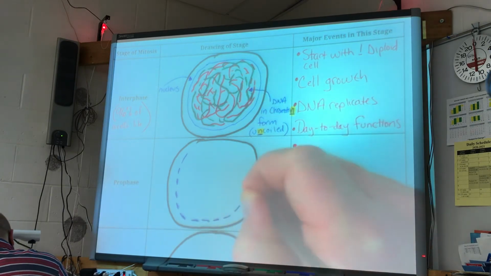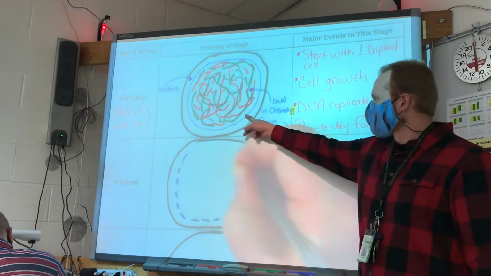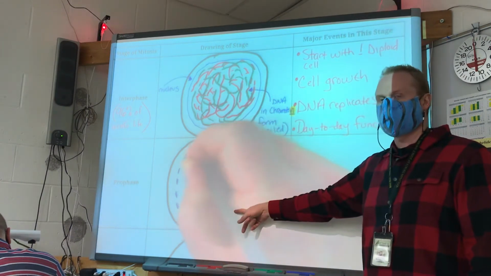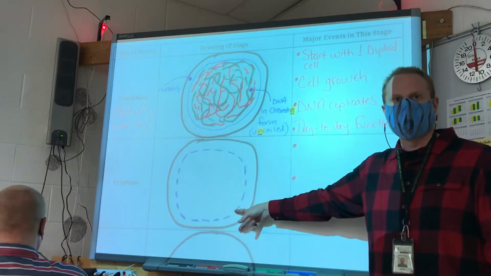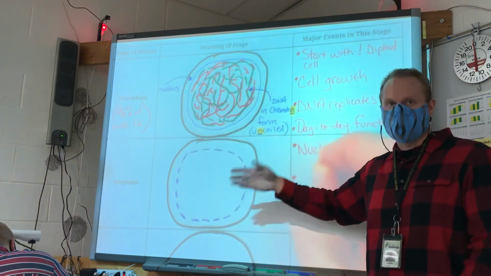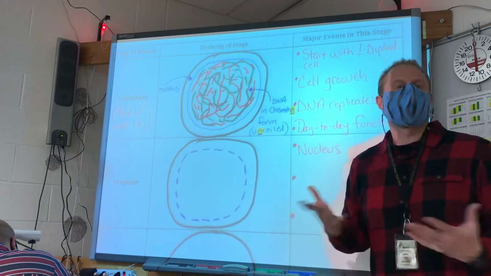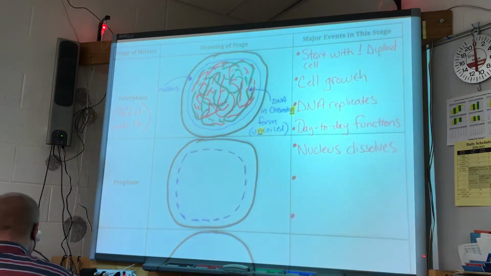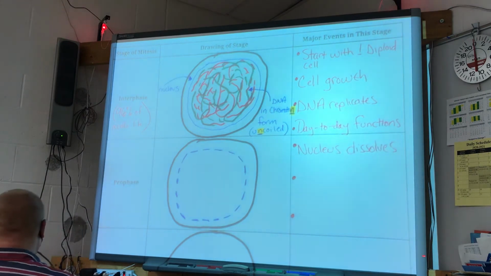Key things that happen during prophase. This was our nucleus, right? Why do you think we're drawing dashed lines around it? What's happening to that nucleus? It's growing? Nope, not growing. It's getting chopped up, right? It's dissolving is often what we use to say. We're saying the nucleus dissolves, which means it's disappearing. That's what we're trying to show you with that dashed line.